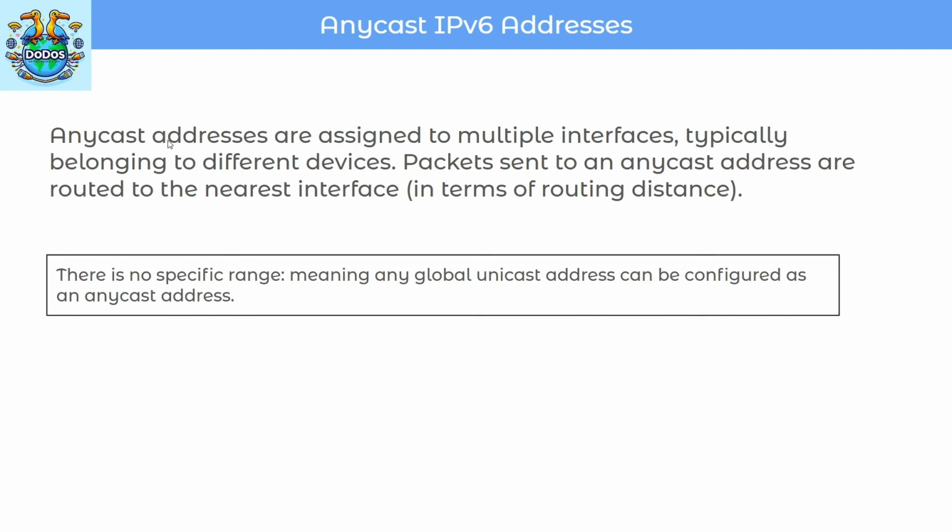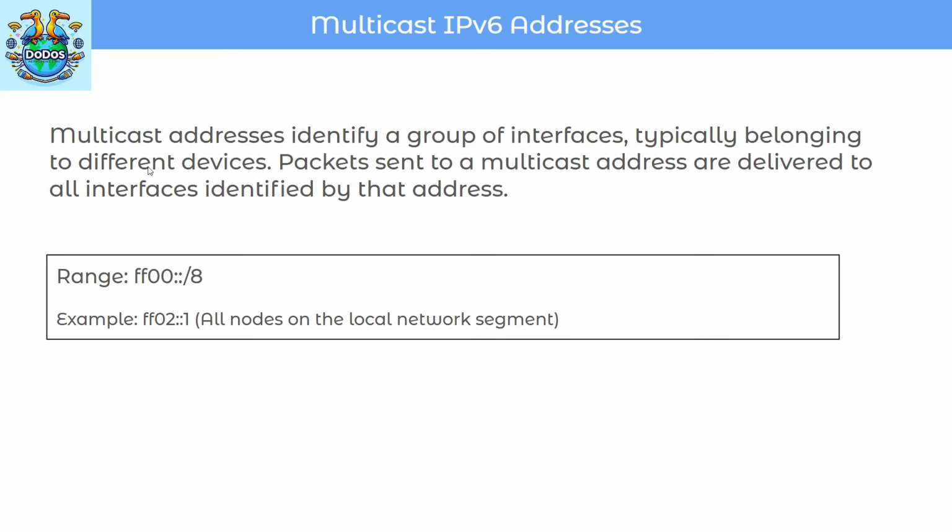Anycast IPv6 addresses are assigned to multiple interfaces, typically belonging to different devices. Packets sent to an anycast address are routed to the nearest interface in terms of routing distance. There is no specific range, meaning any global unicast address can be configured as an anycast address. Multicast addresses identify a group of interfaces, typically belonging to different devices. Packets sent to a multicast address are delivered to all interfaces identified by that address. It would range from FF00, and this is an example.